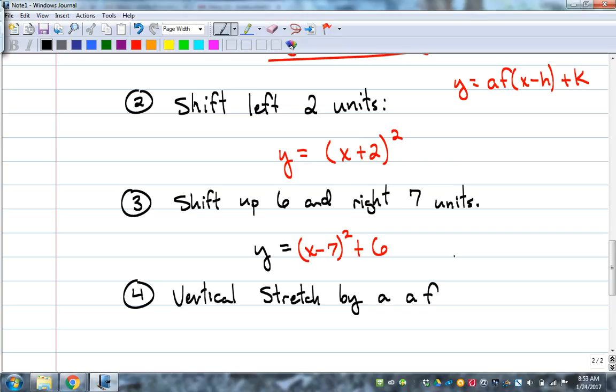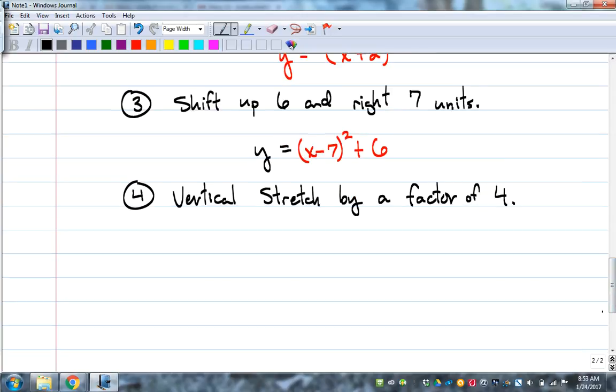By a factor of 4. Vertical stretch is just multiplying the outside by 4, right? It's a number bigger than 1. That's going to stretch it. It's going to make that parabola look skinnier, but it really is stretching it out. The bottom part stays at 0, 0, and it stretches it up from there. That's what that 4 does.